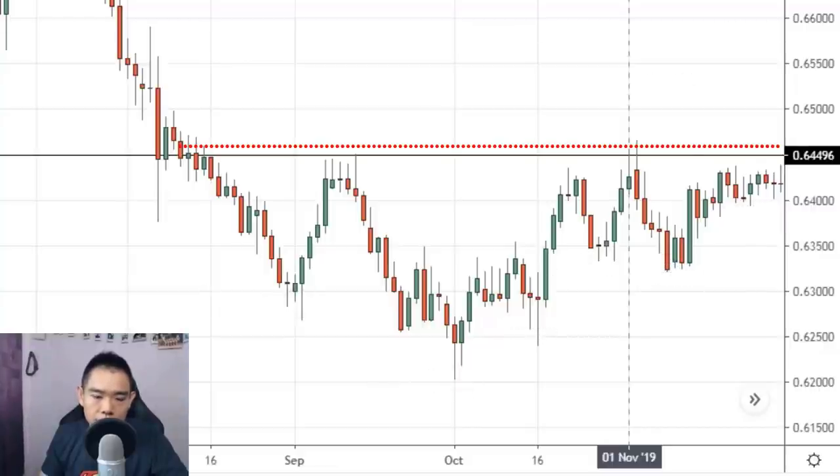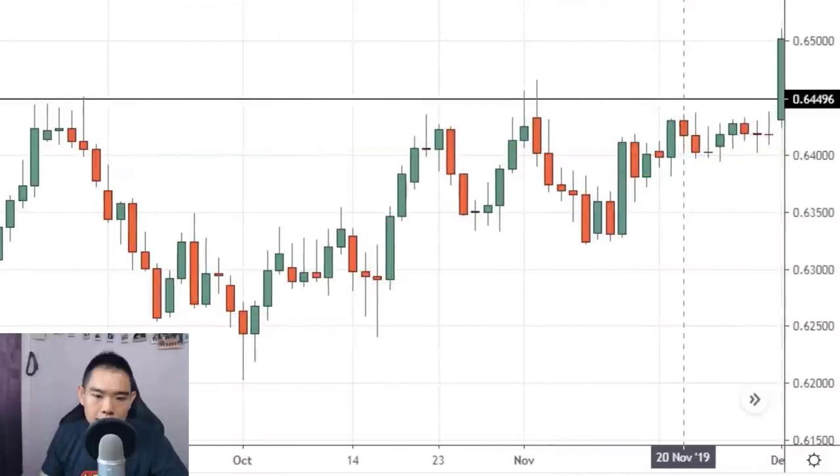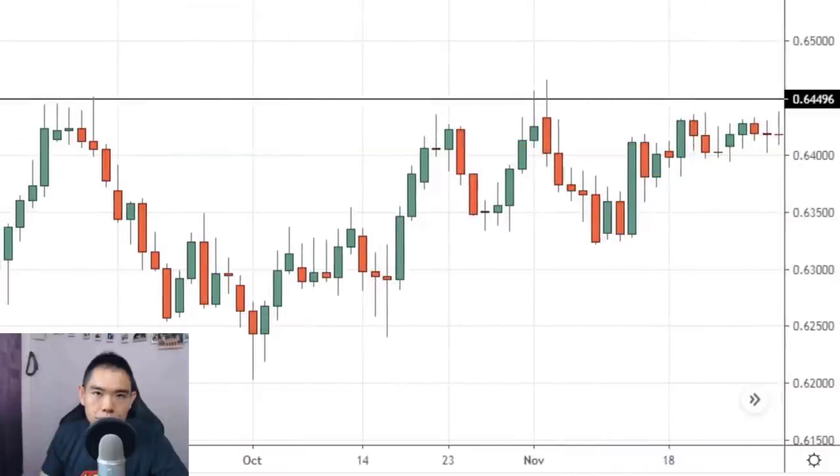At this point, we even have what I call a build-up. Notice this nice tight squeeze over here. This nice tight squeeze over here. I like this for two reasons. Number one, I can have a tighter stop loss.